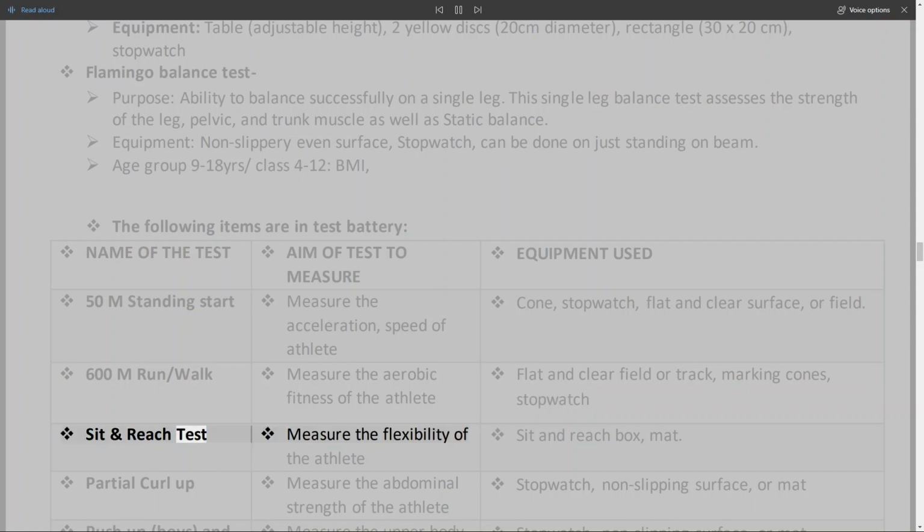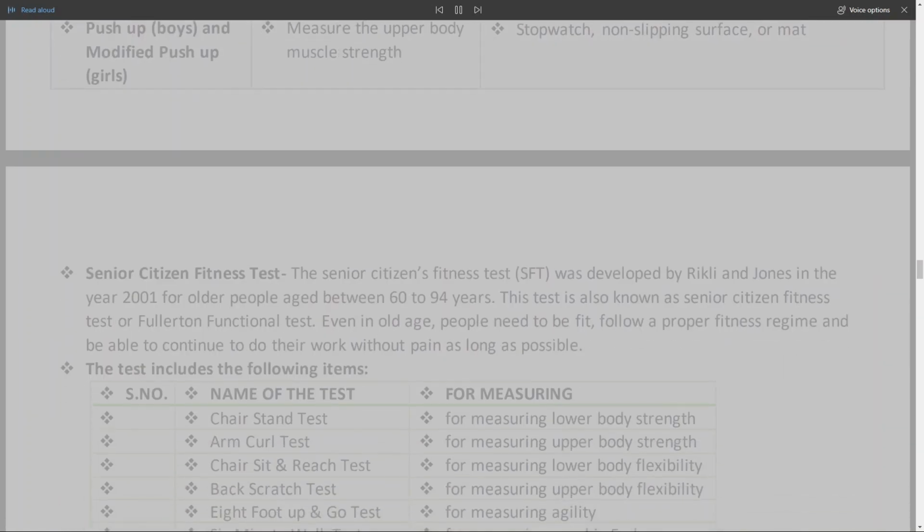Sit and reach test: measures the flexibility of the athlete. Sit and reach box, mat. Partial curl-up: measures the abdominal strength of the athlete. Stopwatch, non-slipping surface, or mat. Push-up for boys, and modified push-up for girls: measure the upper body muscle strength. Stopwatch, non-slipping surface, or mat.